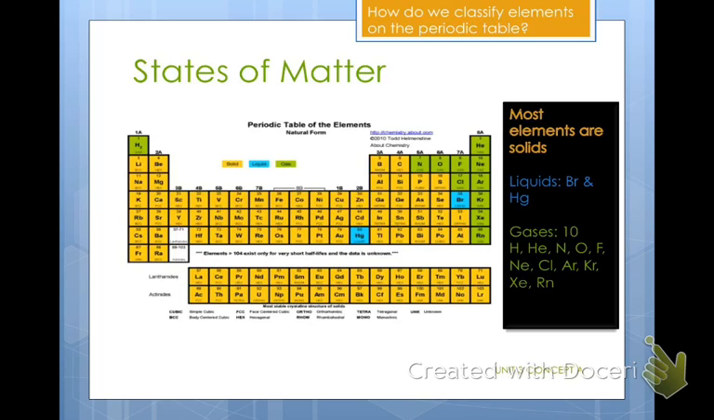You do have 2 liquids. You have mercury and bromine. Mercury is that nice, shiny, metallic liquid. It used to be in thermometers. And bromine is your non-metallic liquid. So it's really easy to tell the difference between them because mercury is super shiny. And then finally, you have 10 gases. The noble gases, of course, and then hydrogen, nitrogen, oxygen, fluorine, and chlorine. And the reasons for that is something we'll discuss a little bit later.